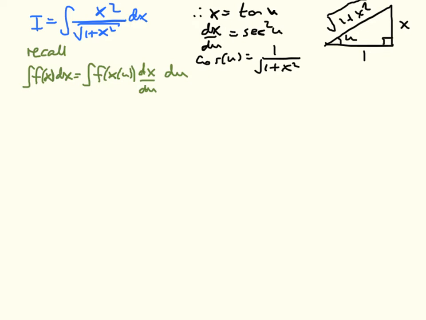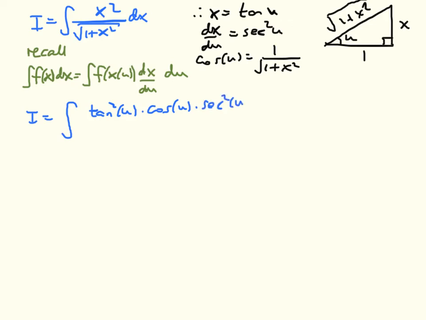So what we see is that our integral I is going to be the integral of x squared, and x squared here is tan squared u, so that's reasonable. And this is divided by the square root, which means it's multiplied by 1 over the square root, so it's multiplied by the cosine of u. And then we have to include a factor of dx du, and we've worked that out already, it's sec squared u.